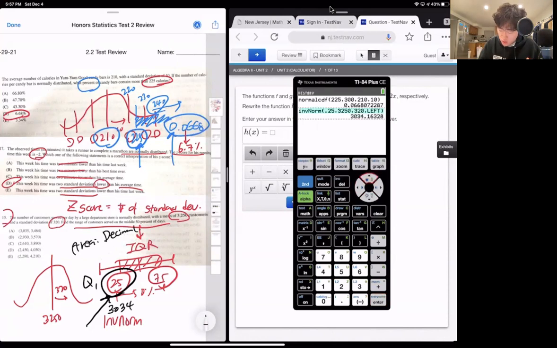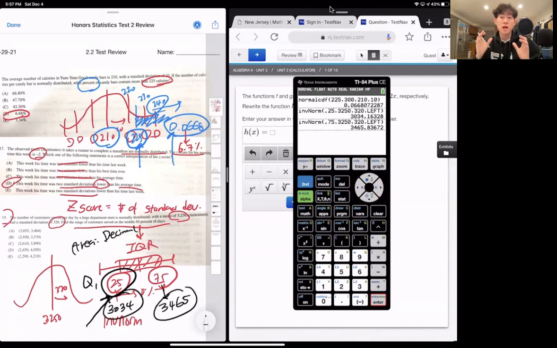And then what I'm going to do is I'm just going to copy and paste that and just scroll to the left and just change this to a 75%. And then you get the 75th percentile at 3,465. So with these two numbers in mind, remember that's your Q1 to Q3, middle 50% range. So the only answer that matches with what we have here is going to be answer choice A.